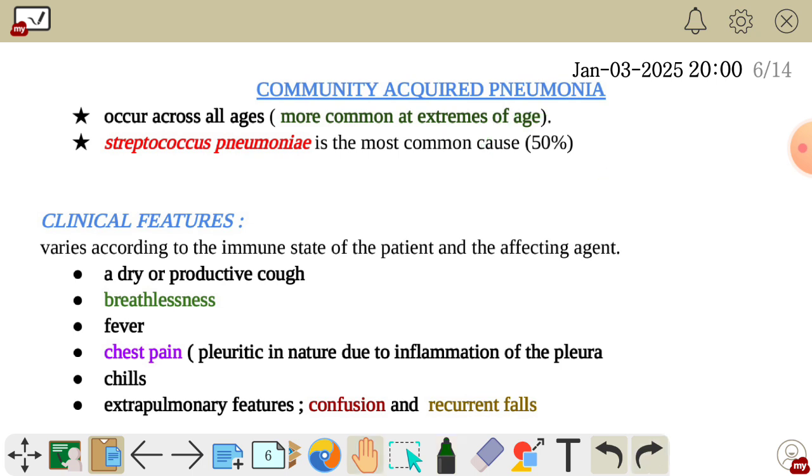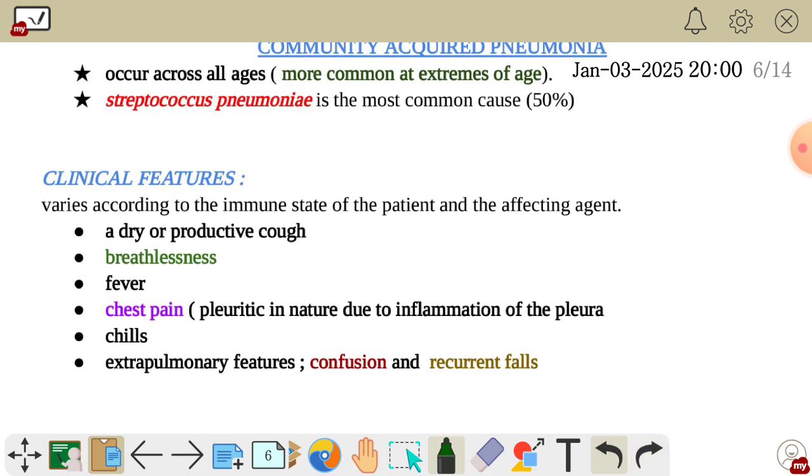And the clinical features for community-acquired pneumonia vary according to the immune state of the patient and the affecting agent. So if it is caused by Streptococcus pneumoniae, we are going to have different features. If it is caused by, let's say, a virus or other bacteria, then the clinical features will be different. But in most cases, we are going to have a dry or productive cough. Then we are going to have breathlessness, fever, and chest pain. So this chest pain is caused by the inflammation of the pleura.